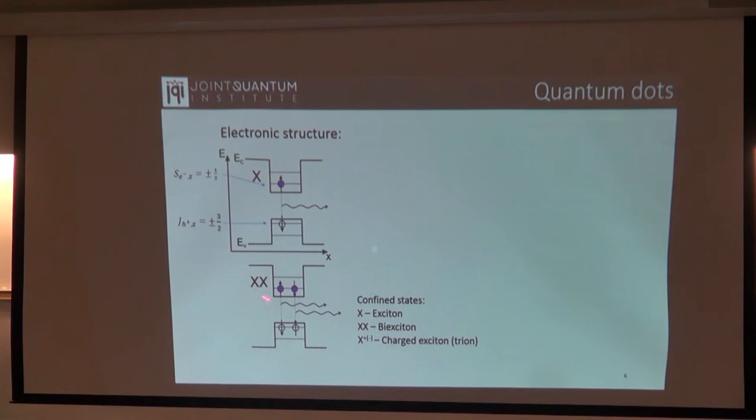And if we have two electrons and two holes inside the quantum dot, we call it a biexciton. And the biexciton decays in a cascade. So if we create a biexciton somehow, by electrical pumping, resonant pumping, whatsoever, we just assume we have a biexciton state to start with.